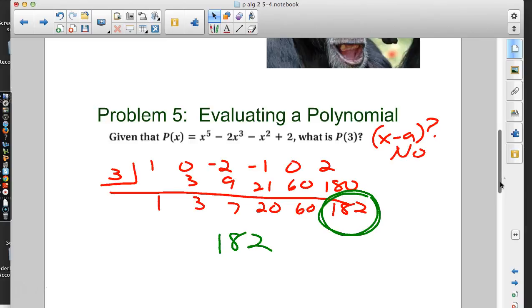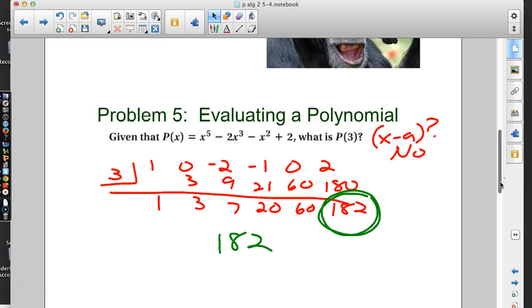This is not called synthetic division anymore. This is called synthetic substitution, but you do exactly the same thing. We're saying if we took this 3 and we put it into each one of these slots for these x's and we did the math with our calculator, we would get 182. We absolutely would. In fact, I'm going to show you, just so everybody believes me.